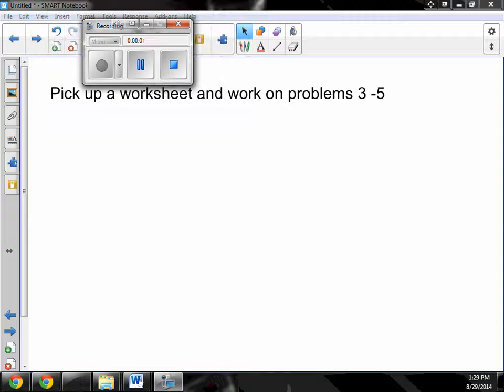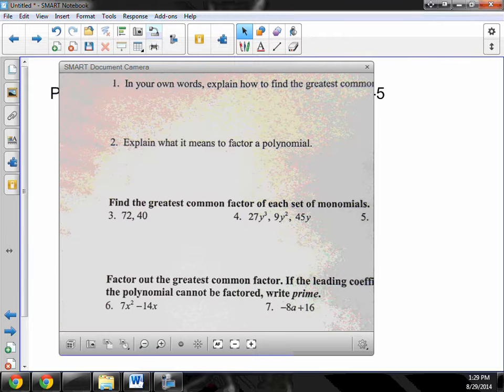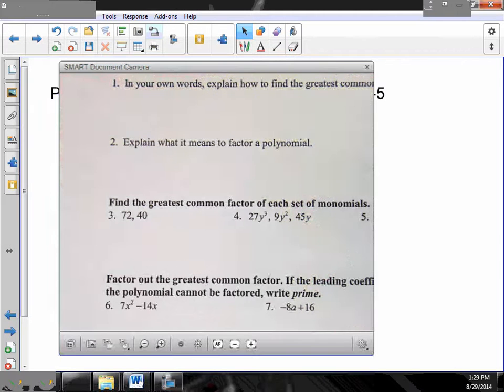We'll start off this worksheet on number 3. What is the greatest common factor of 72 and 40? How would you figure that out if you just didn't know? You could go through them. Does 2 go into both? Yeah, how do you tell?